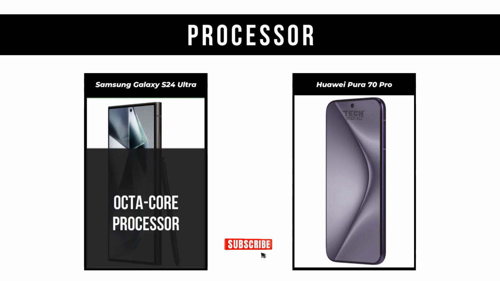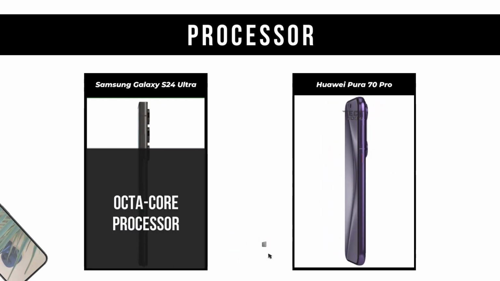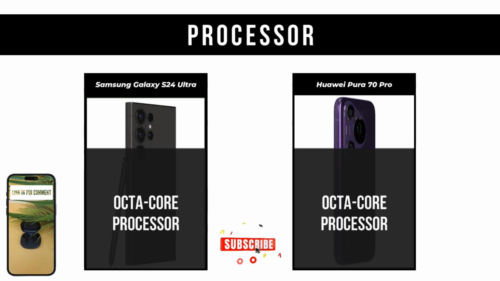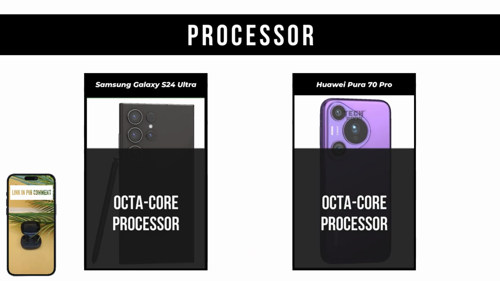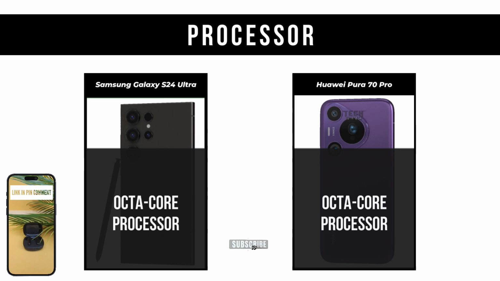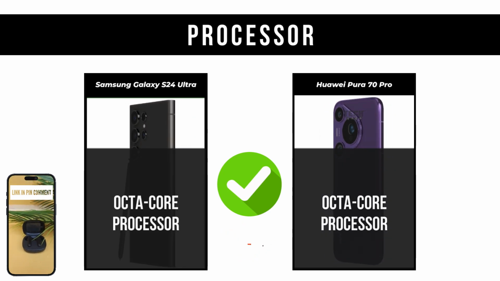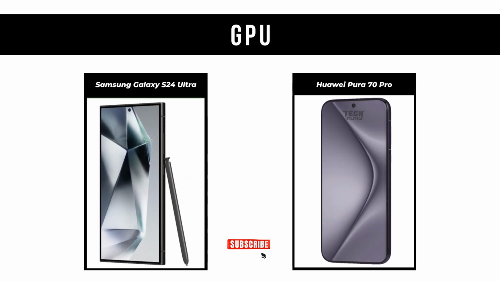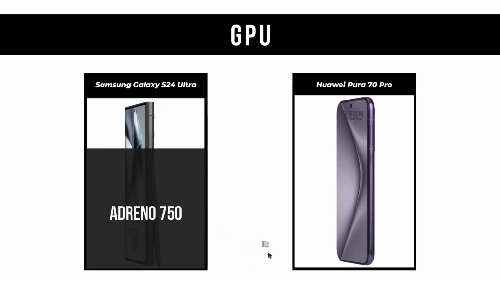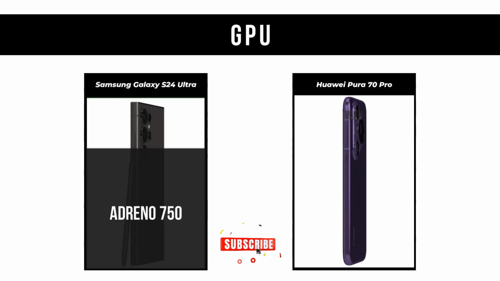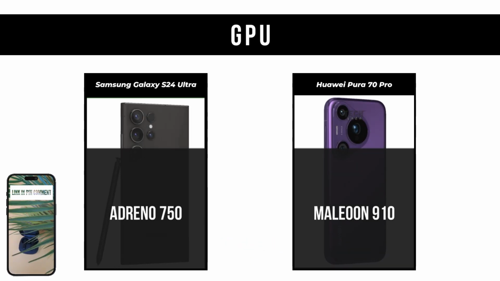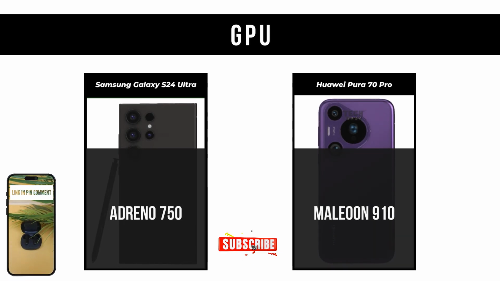Processor. Samsung Galaxy S24 Ultra is octa-core processor. Huawei P70 Pro is octa-core processor. GPU. Samsung Galaxy S24 Ultra is Adreno 750. Huawei P70 Pro is Maloon 910.